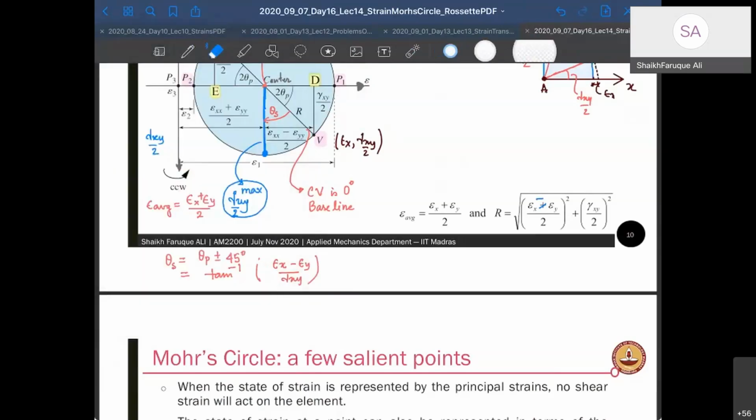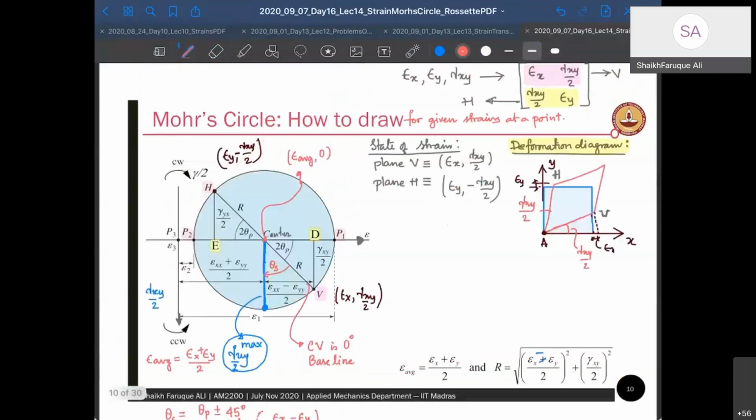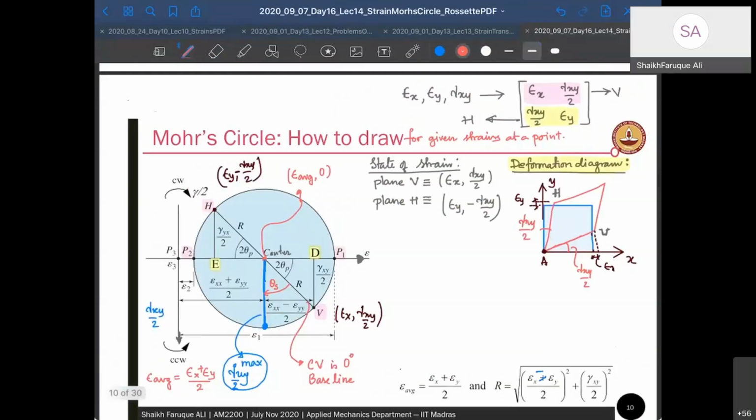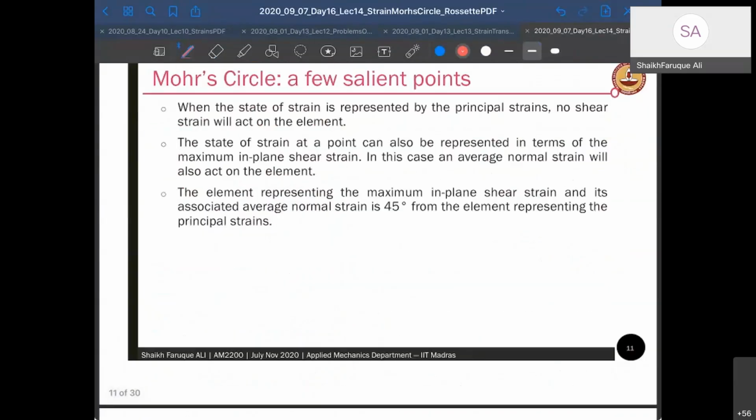This minus is outside, right? This is what we have seen in the last class. Okay, so that's how you draw Mohr circle, and once you draw the Mohr circle, you can find out whatever values you want and at whatever angles you want.